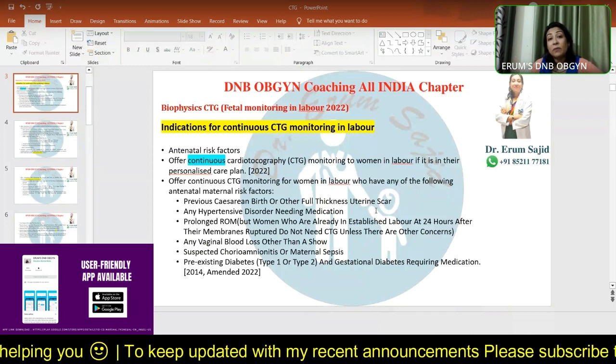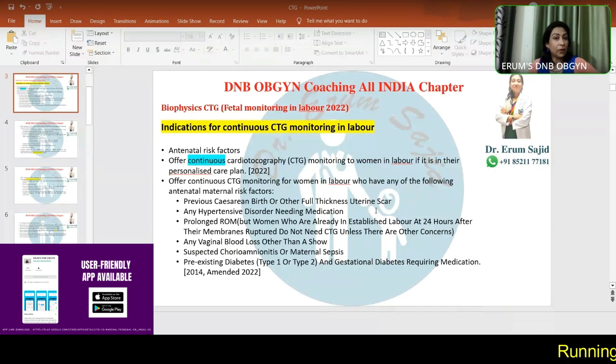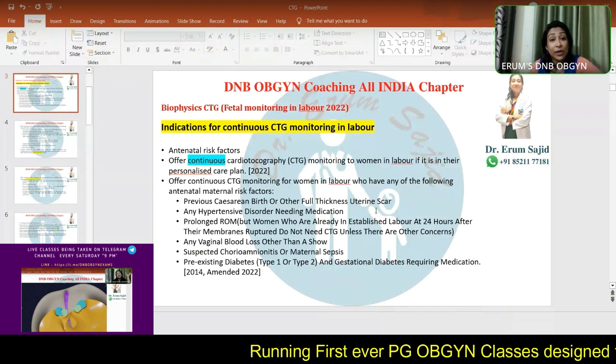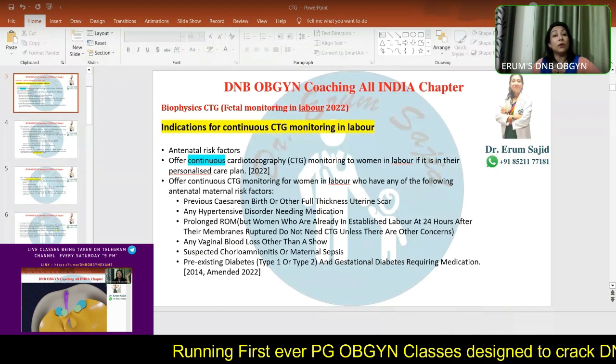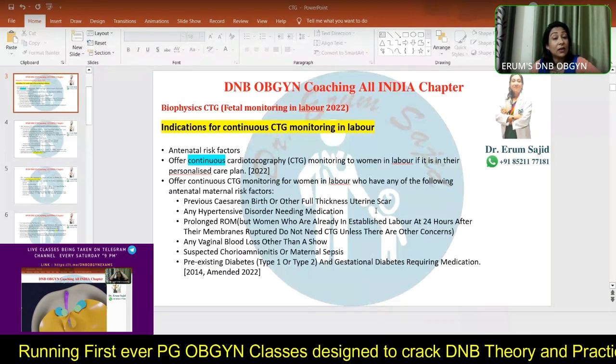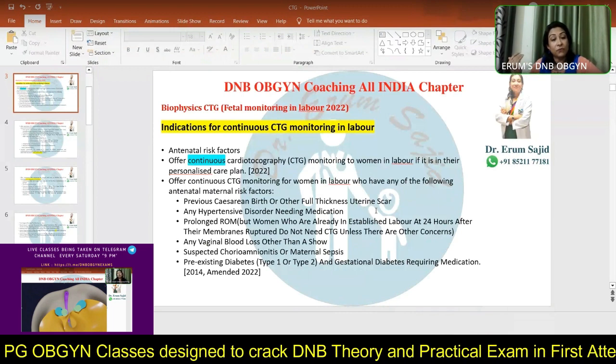Prolonged rupture of membranes: we are not concerned if the patient has gone into labor herself. But if the patient has been admitted, and there has been a prolonged delay from the rupture of membranes to the onset of labor, she's not yet in labor, you induce labor and then monitor her, this is a patient who has a very high chance of developing chorioamnionitis, which will reflect on the fetus.